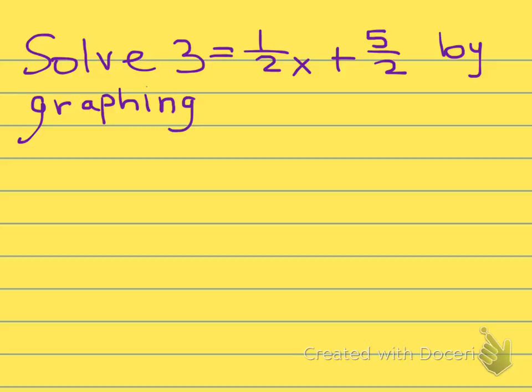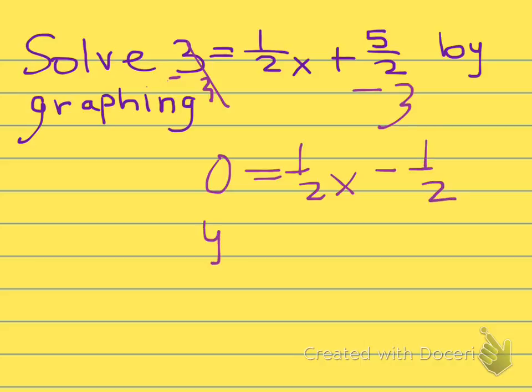Next, we're going to graph this equation, and again we want to put it equal to 0. So we subtract 3. And this is the equation we're going to use to get our intercepts so that we can graph.